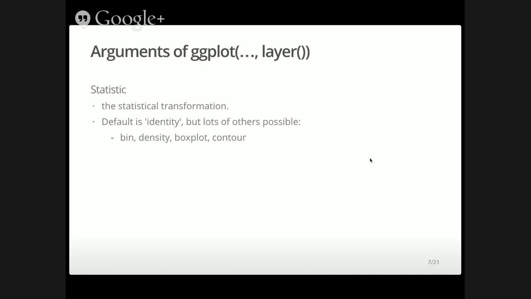And then the statistic is the statistical transformation of the data. So if you don't use something like a box plot, then you're probably just using the identity statistical transformation, which is just, these are what my data are, plot them. Don't do any statistics on them before you plot them. But if you use a histogram, then the statistic you're using is binning. If you're using a density plot, the statistic that you're using is density, etc.